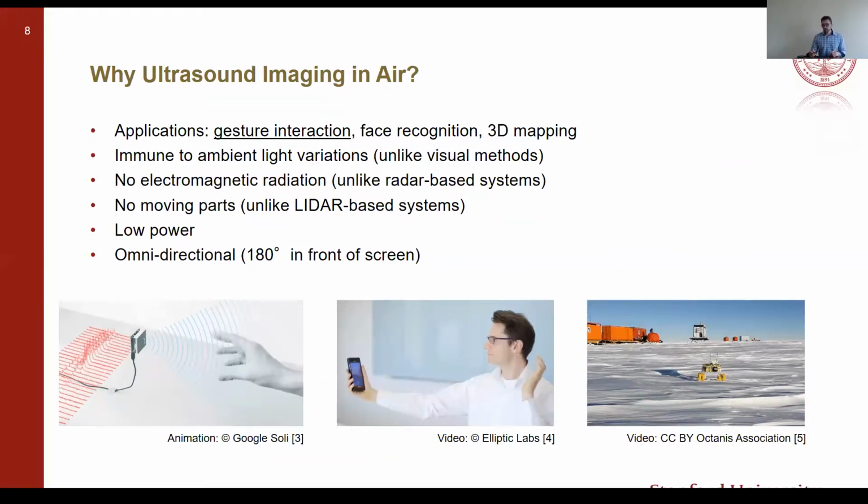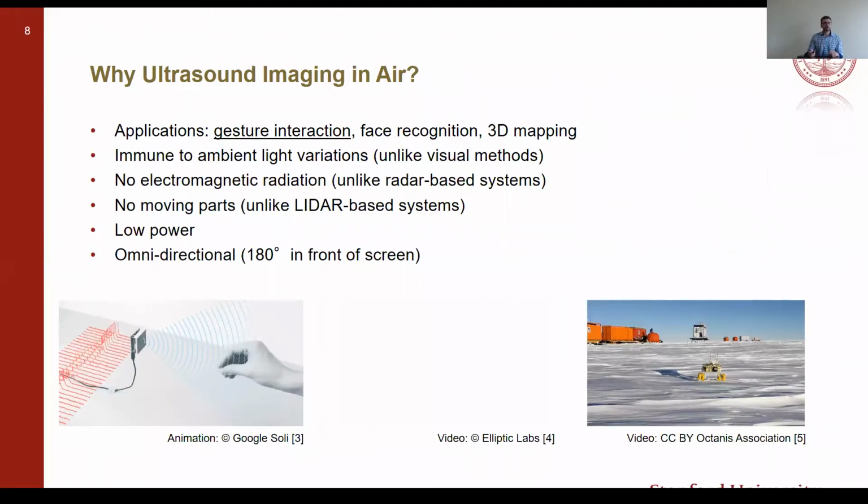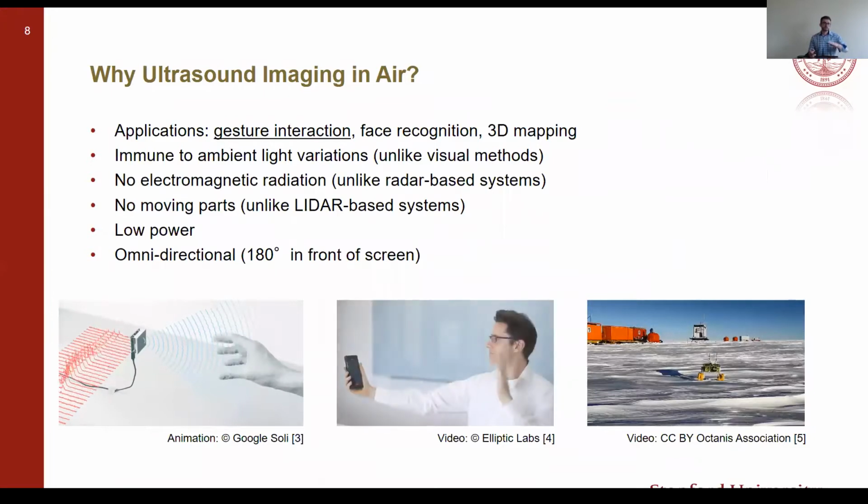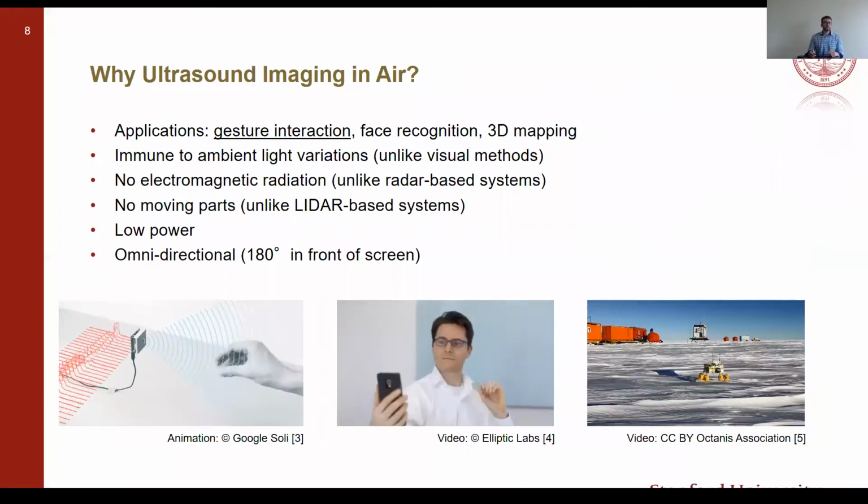And at the bottom, you can see certain applications of ultrasound imaging in air. For example, potential applications like gesture sensing, as you can see, and also the one on the left, which measures the distance from a robot, where you can say something about the topography of the ground.